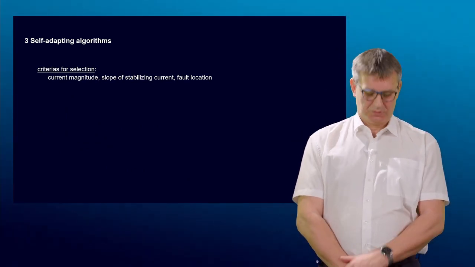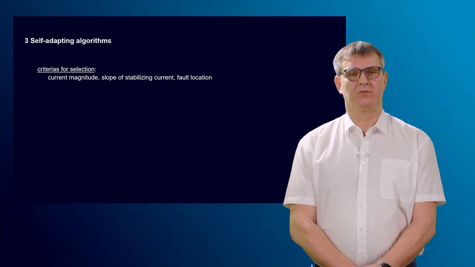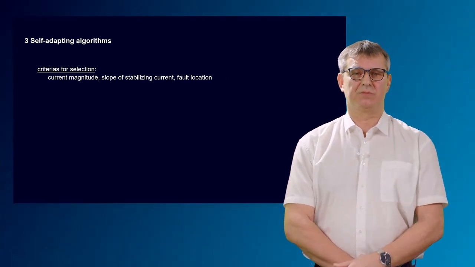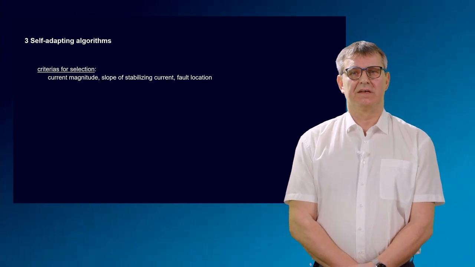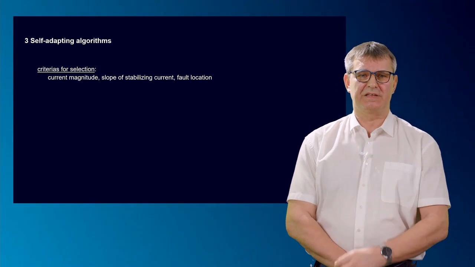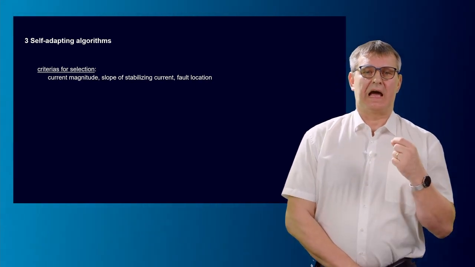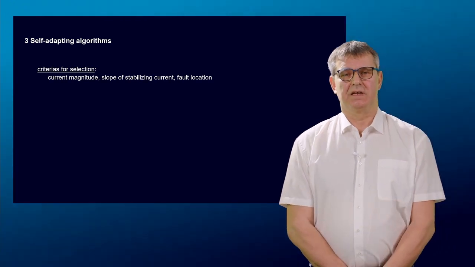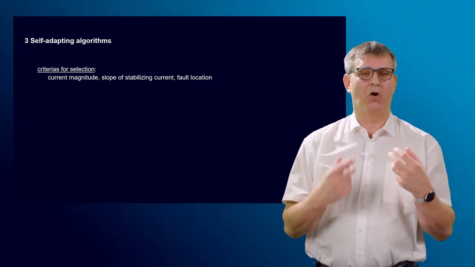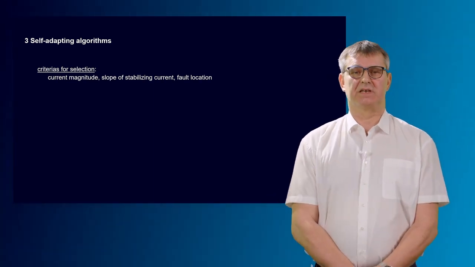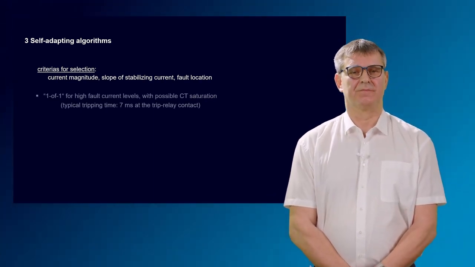Let's come to the details of the algorithms. We have 3 algorithms working in our device. And the criteria for the selection are the current magnitude, the slope of the stabilization current, I will explain later, and it's also the fault location. I will also explain how we will detect the fault location.